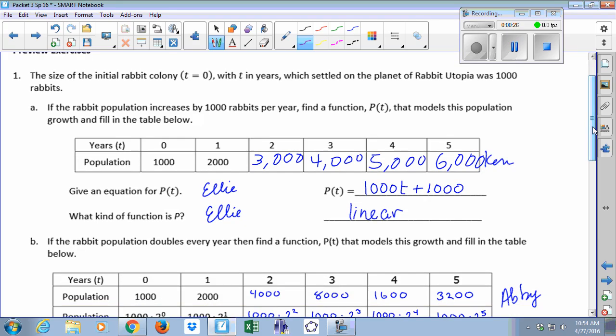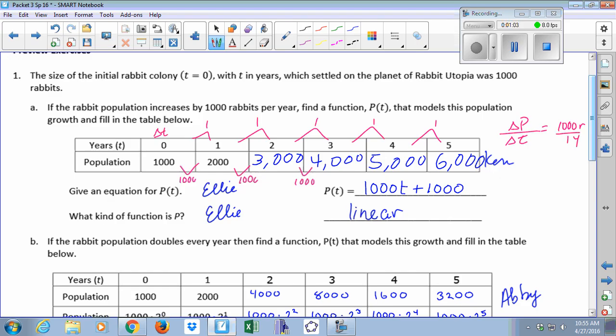By 1,000, and that stays the same from year to year. That's your first key that this is a linear function because you are growing at a constant rate of change by a constant number from year to year. So we see that when we look at the change in T is an incremental change, a unit change of 1 from year to year. And our population's changing by a constant number, 1,000 rabbits to 1 year.